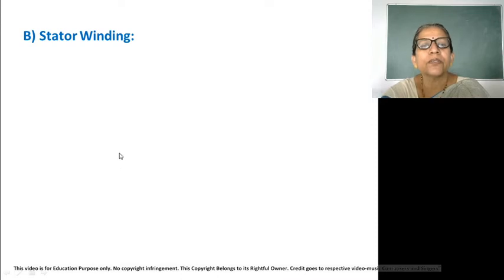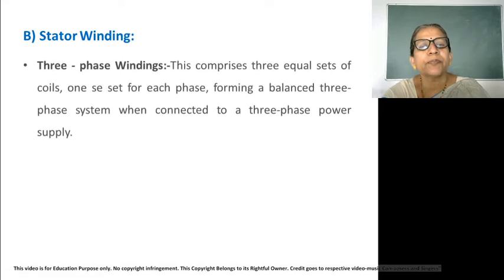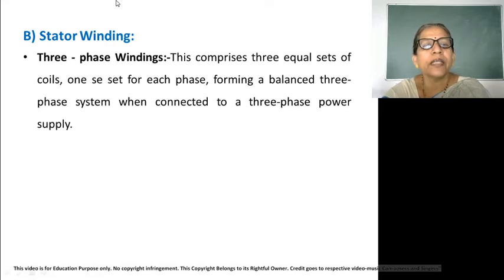In this stator core, a stator winding is provided. What is the winding? Winding is an interconnection of number of conductors which carry the current. Here, the stator winding is for the purpose of production of magnetic flux.